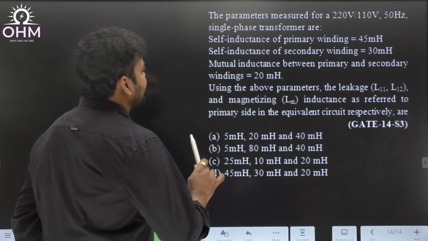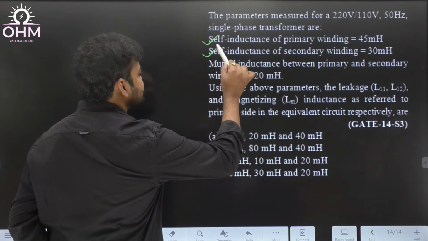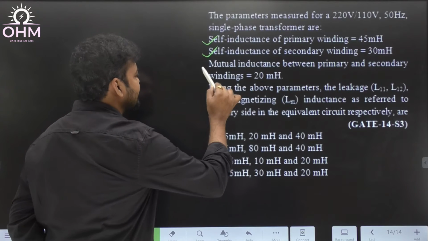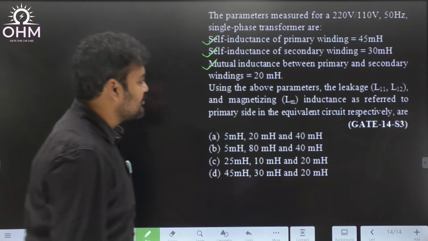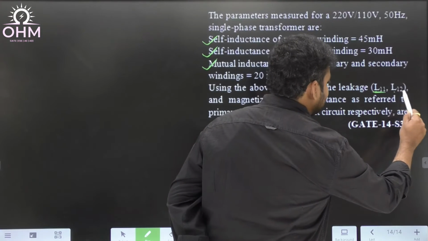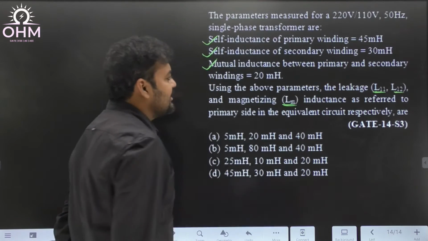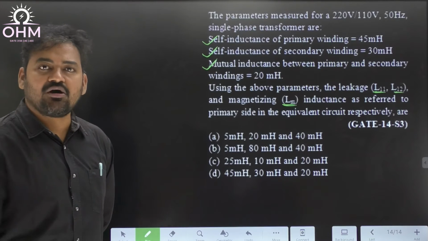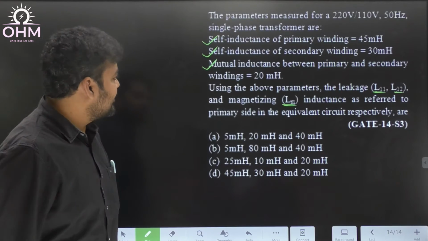See, first of all, primary self inductance was given, secondary self inductance was given, along with that mutual inductance is also given, and we are asked to find out leakage inductances on primary and secondary, and also the magnetizing inductance referred to primary side. All values must be referred to primary side. So let us see how to calculate all of them.